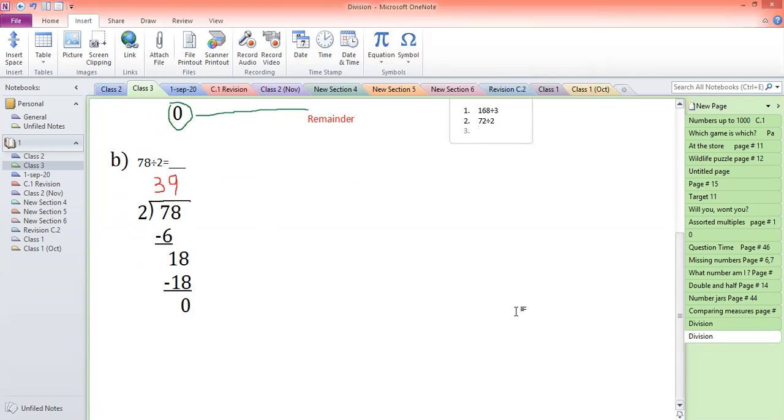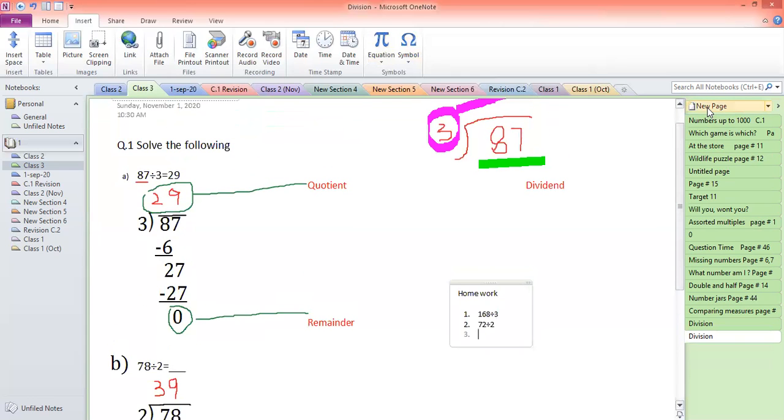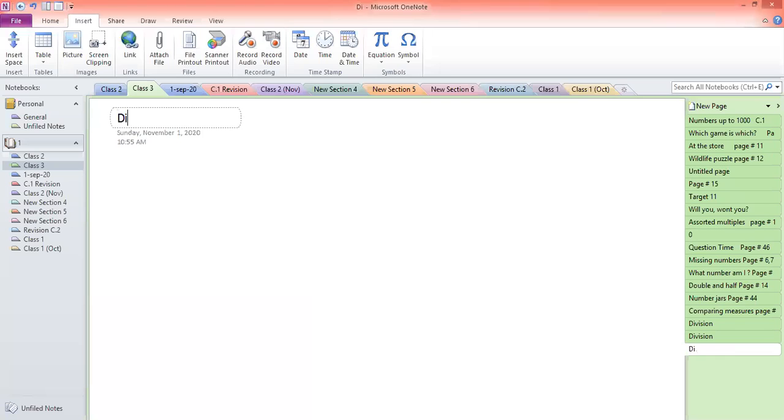Now I'm going to tell you one more way of dividing. This is also division, and we are going to learn one more way to do this division. How can we do this division by another method? So we are going to start division by the repeated subtraction method.